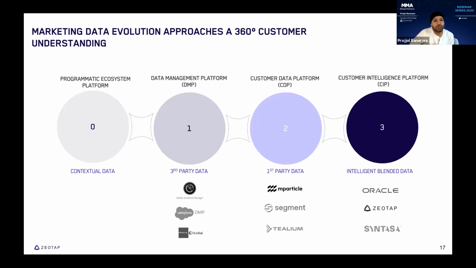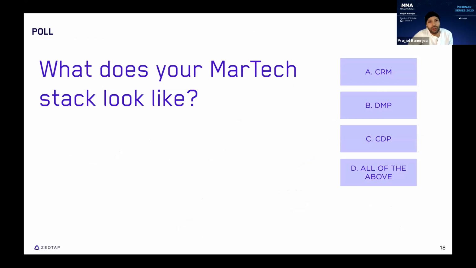Which maybe brings us to our first poll of the day: what does your MarTech stack look like? If you could quickly answer that poll, then we'll cover the results over the course of this discussion as well. While you're doing that, I'll move to the next slide.